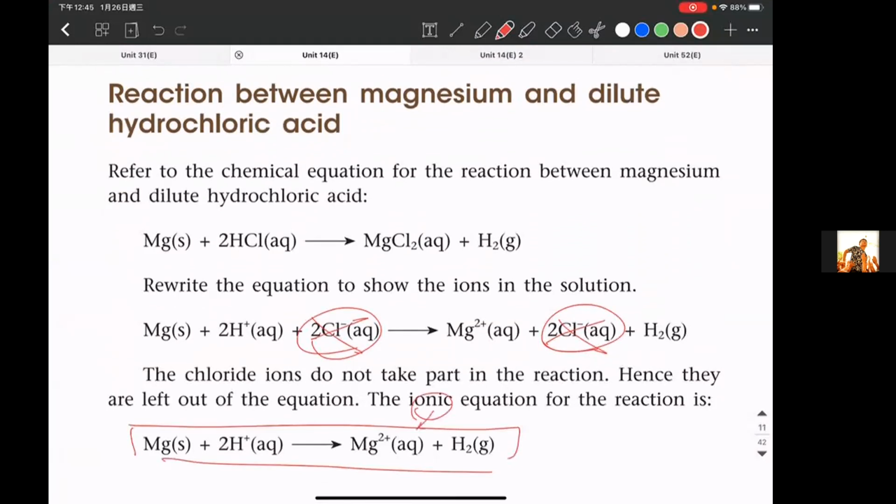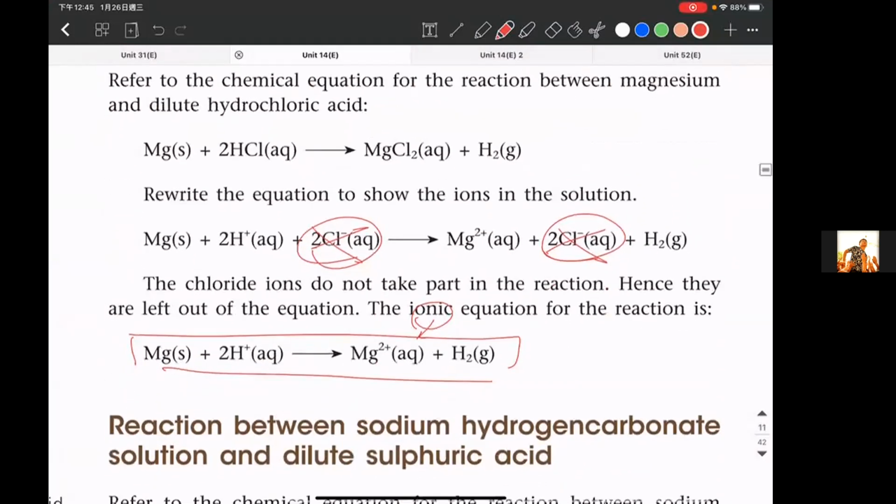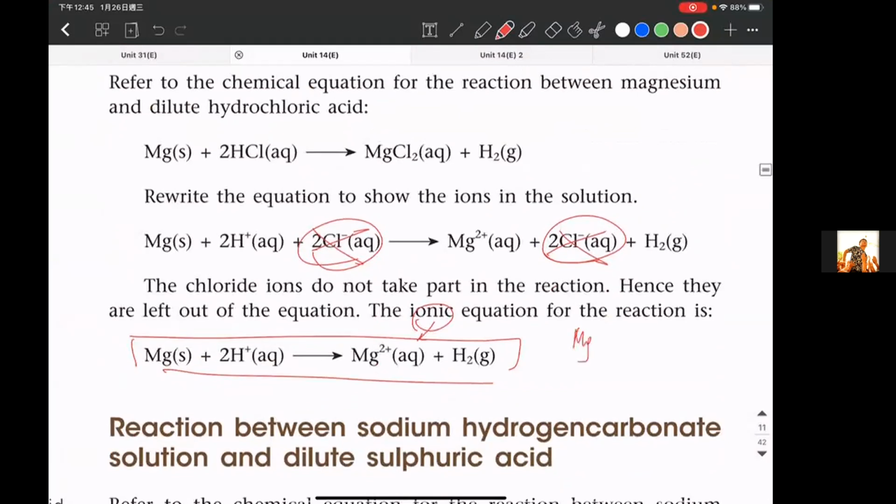This is the one. Remember, you are going to show the following: Mg 1, hydrogen 2, but for the overall charge on both sides, it is +2. You are going to balance the charge as well. So it is not just Mg and H+ and Mg2+ and H2. You are going to take into consideration the total charge as well.